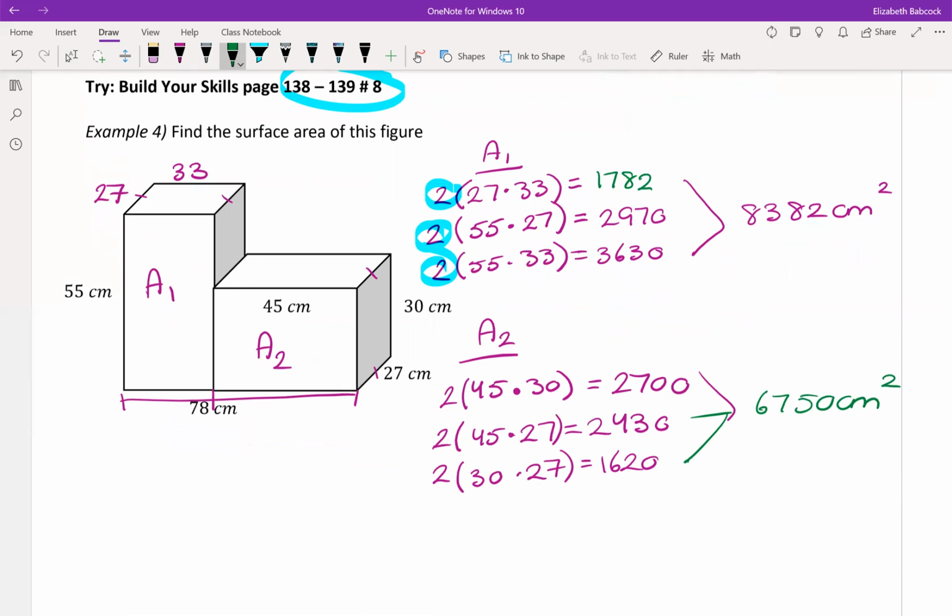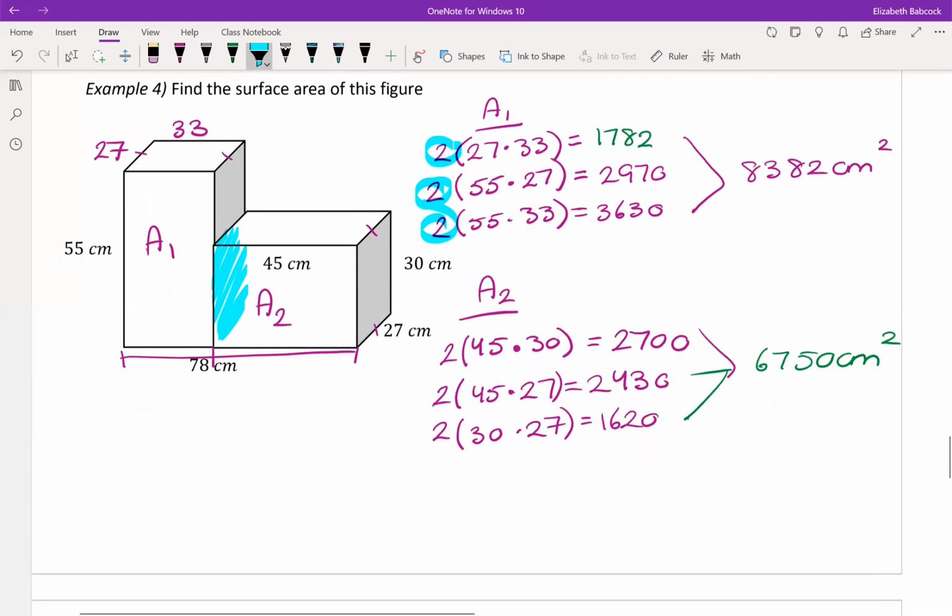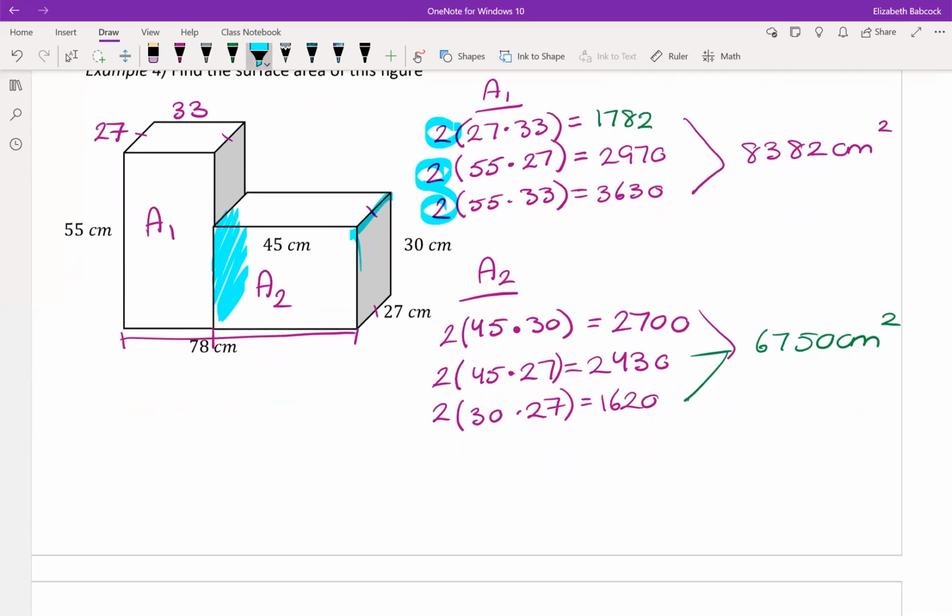Okay, but now we've calculated each of the sides individually. However, there's one thing that we need to account for when we're dealing with shapes that are put together, and that is the sides that are in here. Those sides aren't showing, so they don't count for surface area. So how big are those sides? They are 30 by 27.